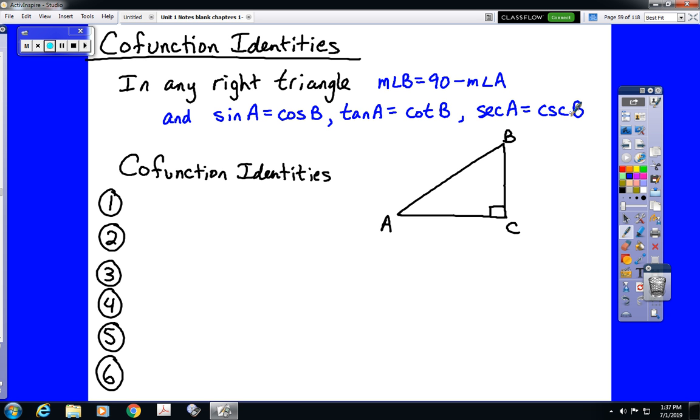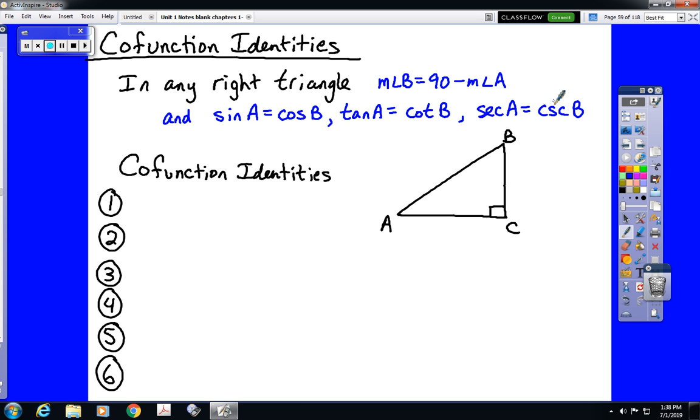Now let's think about the naming here. Haven't you ever wondered why the trig functions are called sine, cosine, secant, cosecant, tangent, cotangent? This is why. Because the sine of one angle is the cosine of the other angle. The tangent of one angle is the cotangent of the other angle. And the secant of an angle is the cosecant of the other angle. They're related to each other through this idea of complementary angles. So what this creates is a total of six cofunction identities, which will come in useful on occasion.